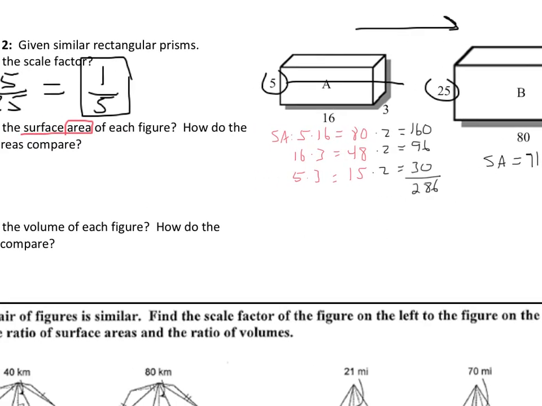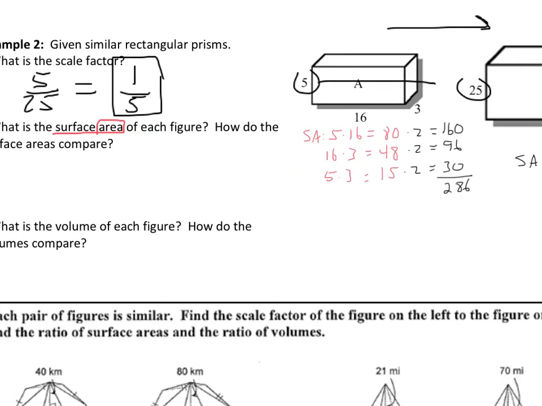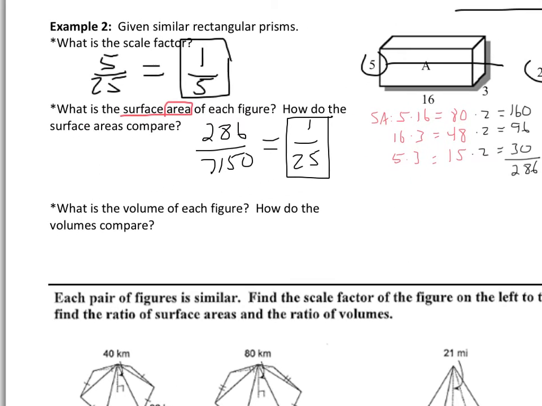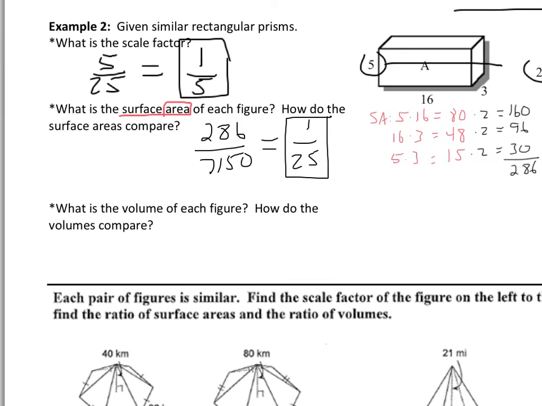So the ratio of areas, of surface area, would be 286 to 7,150. And if you reduce that, you get 1 over 25. And that is how they would compare. So a ratio of 1 to 25.